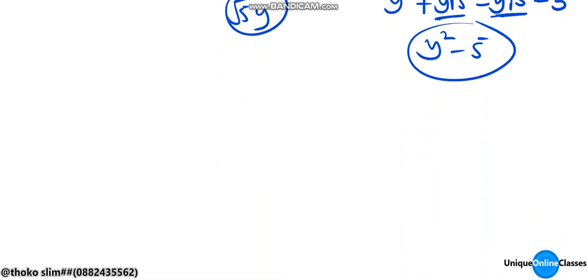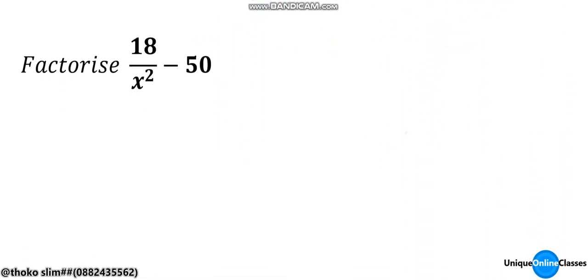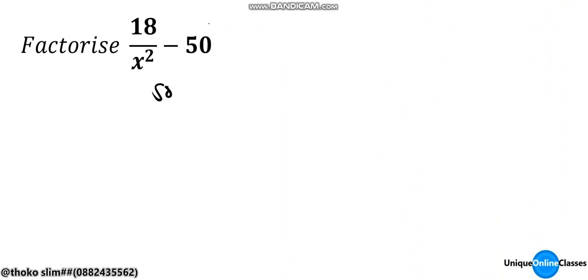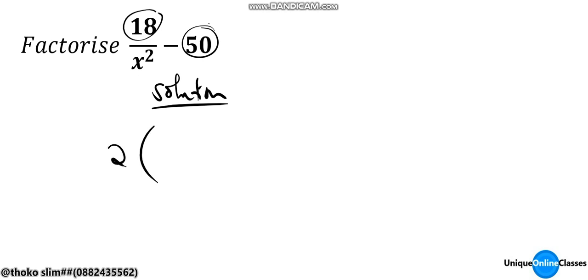Let's now move on to another question. Now we should factorize 18x squared minus 50. So we need to find the square numbers inside 18 and 50. Inside 18 the square number is 9, and inside 50 the square number is 25. So what we need to do is take out 2 in both terms. 2 into 18 is 9 over x squared, and 2 into 50 is 25.